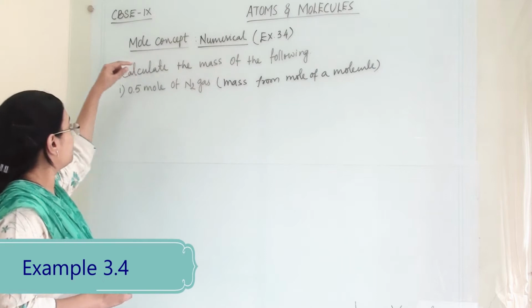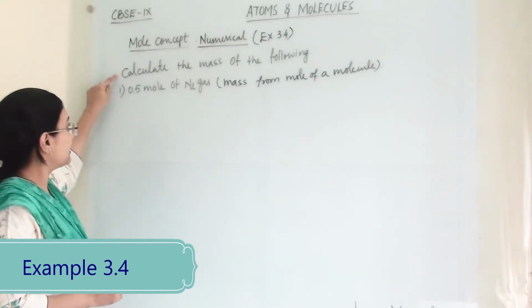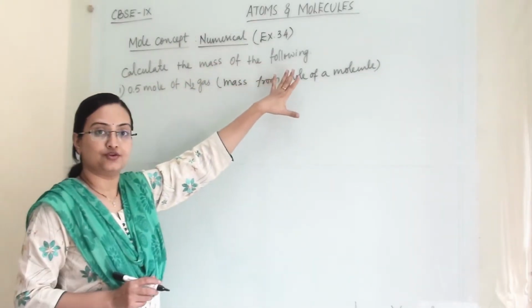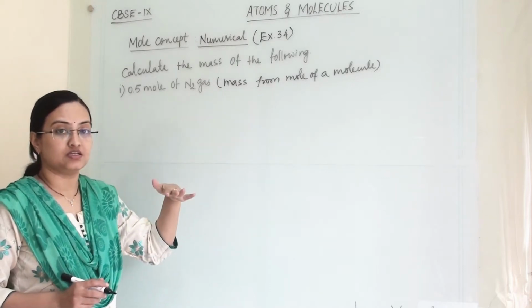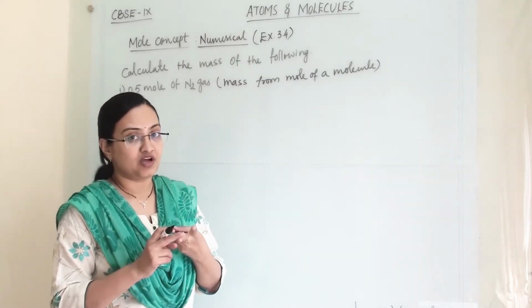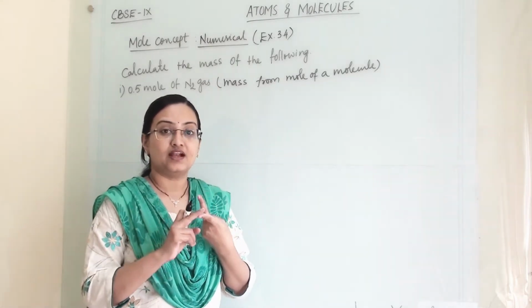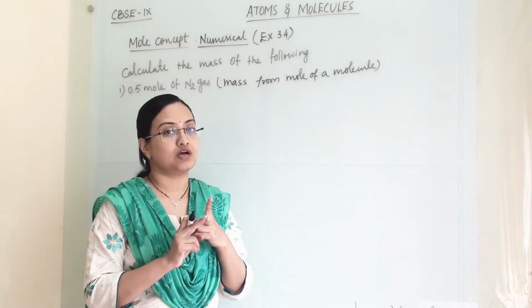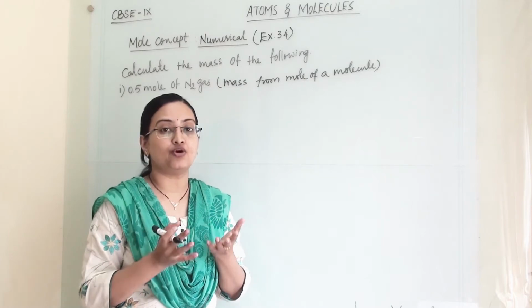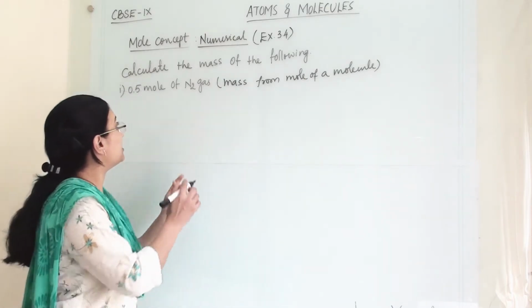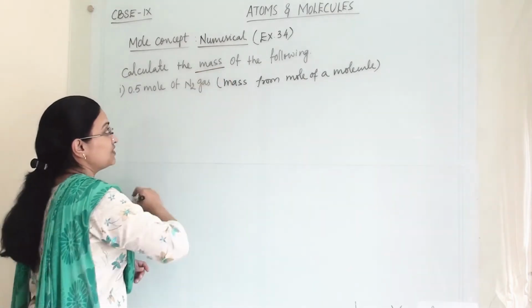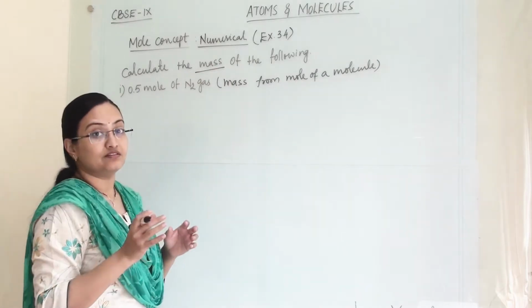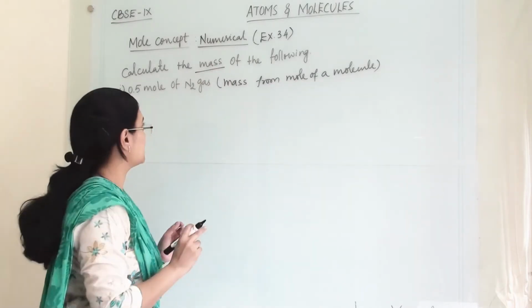Example 3.4, in which it says calculate the mass of the following. So we have to calculate mass. Now there are two types of mass as we discussed earlier: atomic mass or molecular mass or weight, and the given mass. Given mass means the weight of the substance. So that's what we have to calculate here. So we have to calculate the mass of the substance.